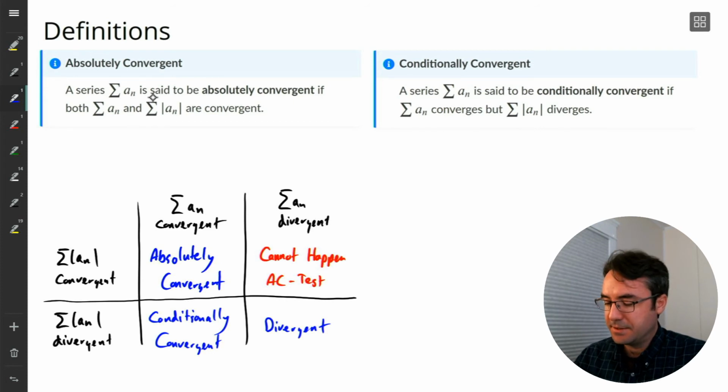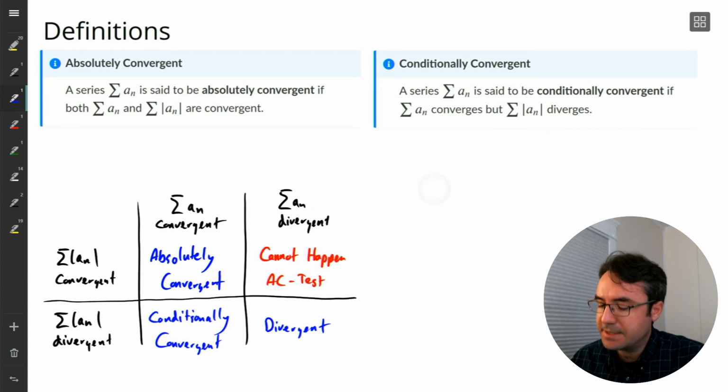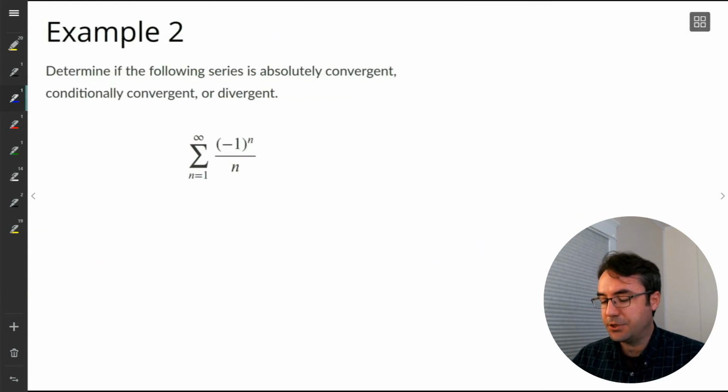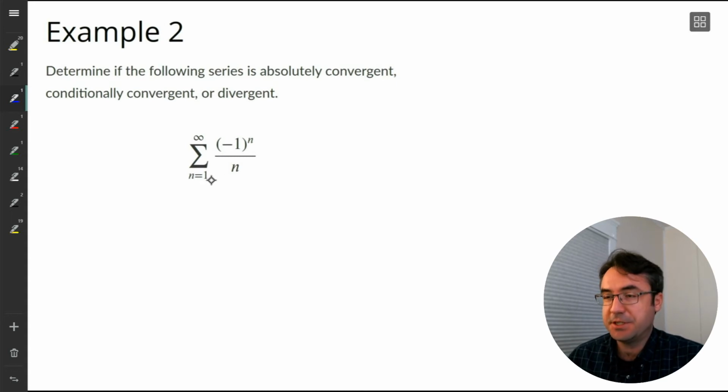All right, so hopefully that gives you an idea of what these different terminologies mean here and in what cases they become applicable. Let's try an example. We're going to look at example 2. And we're going to determine if this series is absolutely convergent, conditionally convergent, or just divergent. So this is the series sigma n equals 1 to infinity of -1 raised to the power n over n. So this is an alternating series. And we want to know, is it absolutely convergent, conditionally convergent, or divergent?